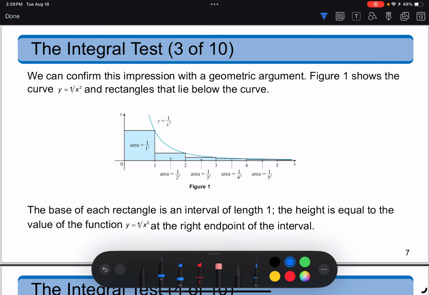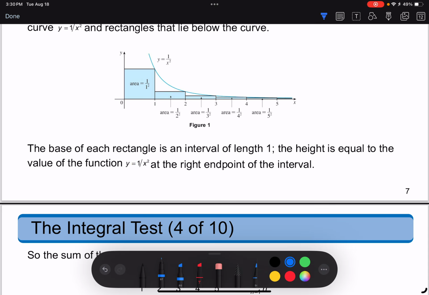We can confirm this impression with a geometric argument. So figure 1 shows the curve y equal to 1 over x squared and the rectangles that lie below the curve. So 1 over 1 squared, 1 over 2 squared, 1 over 3 squared. If we are referring to the width 1, because your n is 1, the area would be 1 over 1 squared plus 1 over 2 squared plus 1 over 3 squared and so on. The base of each rectangle is an interval of length 1 and the height is equal to the value of the function 1 over x squared at the right endpoint of the interval.